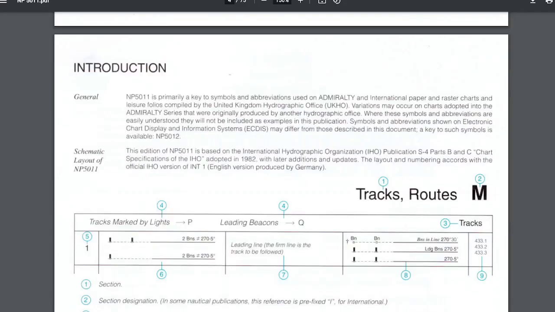So this is the introduction. NP5011 is primarily a key to symbols and abbreviations used on Admiralty and international paper and raster charts and leisure folios compiled by the UKHO. Variations may occur on charts adopted into the Admiralty series that were originally produced by another hydrographic office. Where these symbols and abbreviations are easily understood, they will not be included as examples in this publication. Symbols and abbreviations shown on electronic chart display and information systems may differ from those described in this document. As I told you in the beginning, for ECDIS symbols we refer to NP5012.